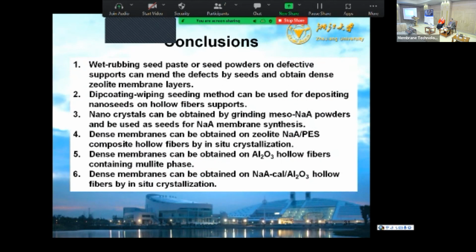The third one, nanocrystals can be obtained by grinding meso sodium A powders and can be used as seeds for sodium A membrane synthesis. The fourth, dense membranes can be obtained on zeolite sodium A PES composite hollow fibers by in situ crystallization. Fifth, dense membranes can be obtained on alumina hollow fibers containing mullite phase. The last one, dense membranes can be obtained on sodium A cal alumina hollow fibers by just in situ crystallization.